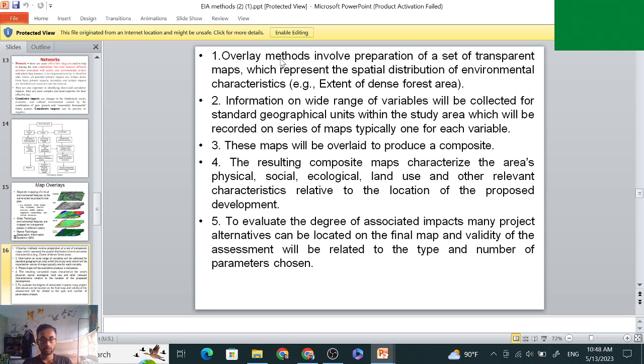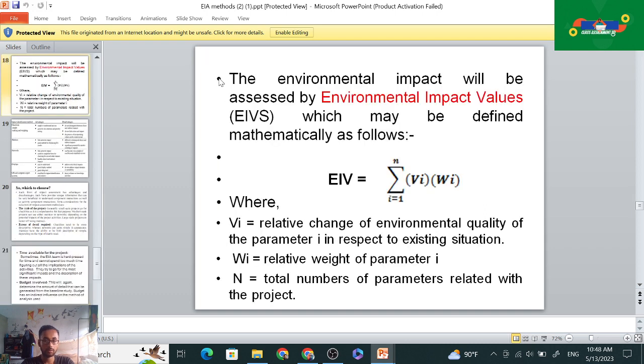So number 5 is that to evaluate the degree of the associated impacts, many project alternatives can be located on the final map, and the validity of the assessment will be related to the type and number of the parameters chosen.